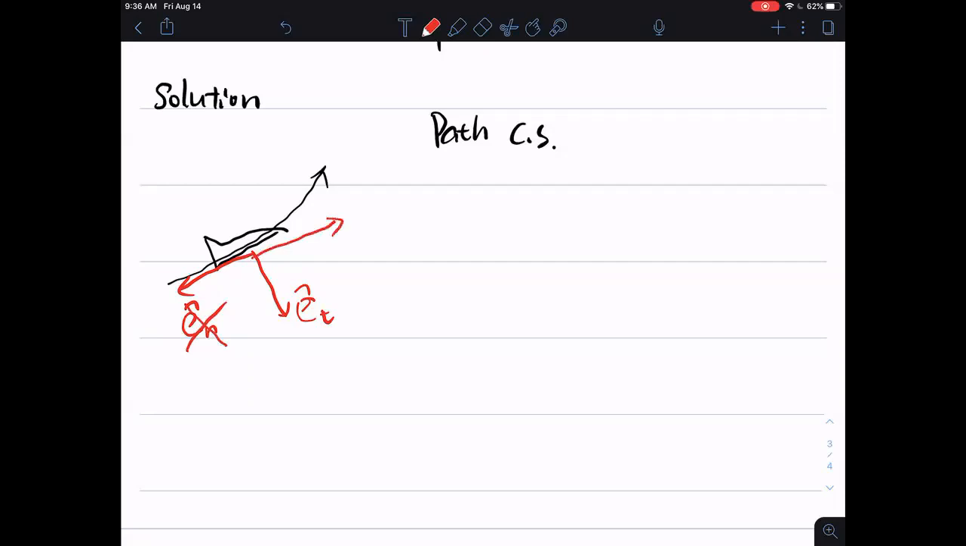Okay, so is this right? All right, this should be ET. And let's change this to EN. Now, what's the problem? Yeah, EN has to point into the center of curvature. So make sure you have the right direction for your unit vectors. EN, ET. Okay.